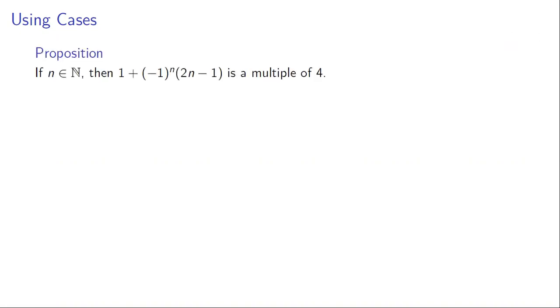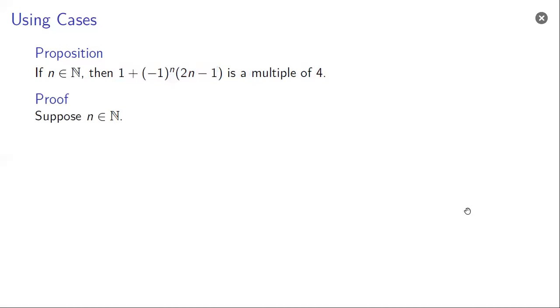So here's an example. We have a proposition. If n is a natural number, then 1 plus (-1)^n times (2n minus 1) is a multiple of 4. That's what the proposition says. So we're going to try to prove this using direct proof. We'll start off by supposing n is an element of the natural numbers. In other words, we suppose that the if part is true, and our goal is to show that this number is a multiple of 4.